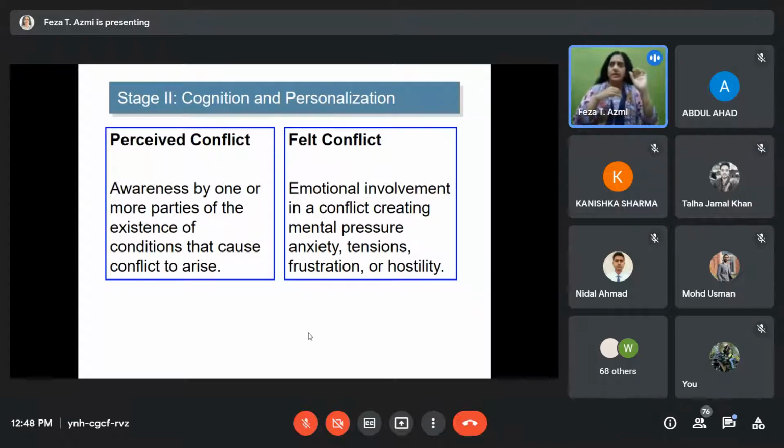So perceived conflict is when you understand that there is some problem, and felt conflict is when that problem starts affecting us emotionally. It starts affecting my behavior, my performance, my activity. It may lead to anxiety, tensions, and so on. So some kind of problem is there, it is being perceived, and it will start manifesting in my behavior, in me feeling worried, tensed, or anxious, and percolating into my performance or behavior. So this is the appearance of conflict. Because of the antecedent conditions, conflicts may start becoming manifest or appearing.